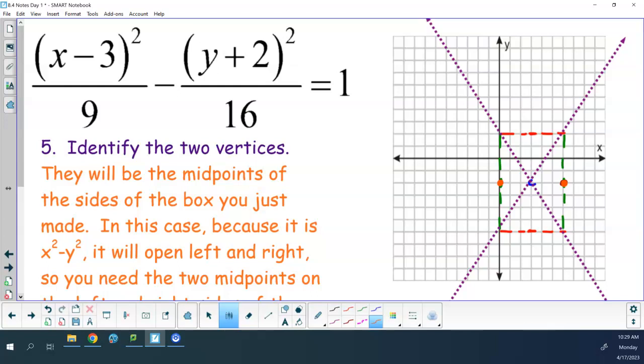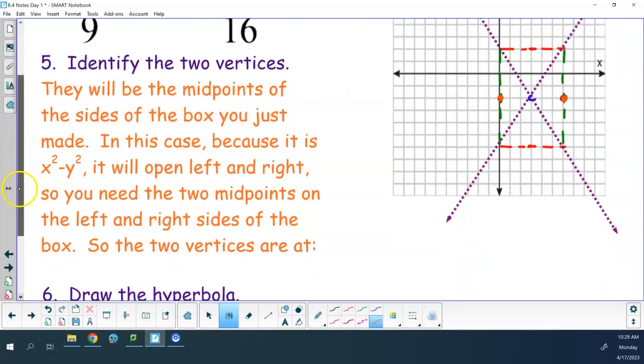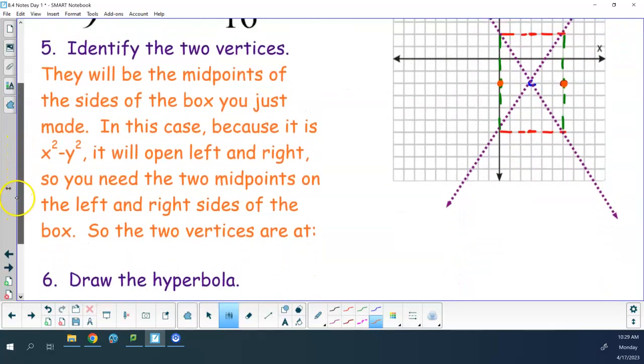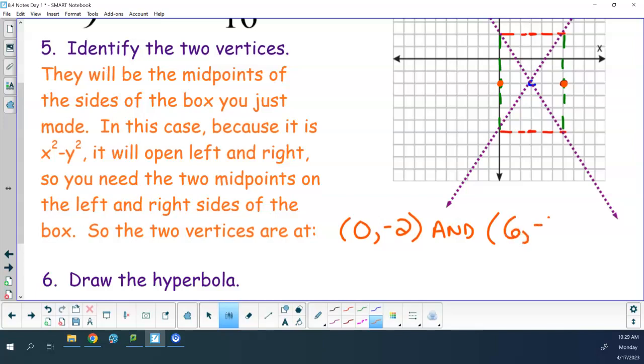So those 2 vertices would be (0, -2) and, counting 1, 2, 3, 4, 5, 6, (6, -2).